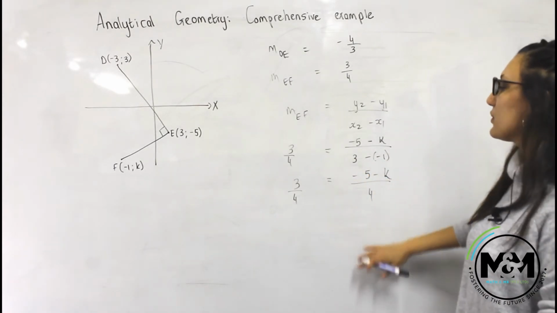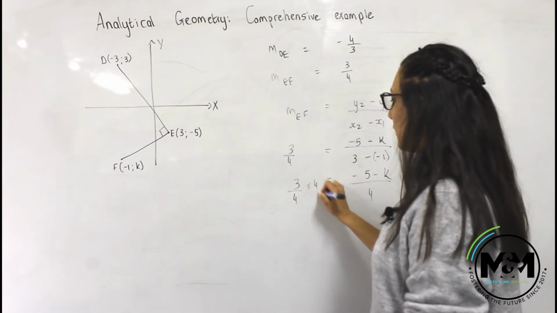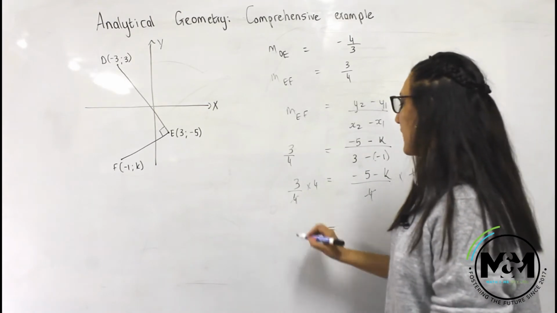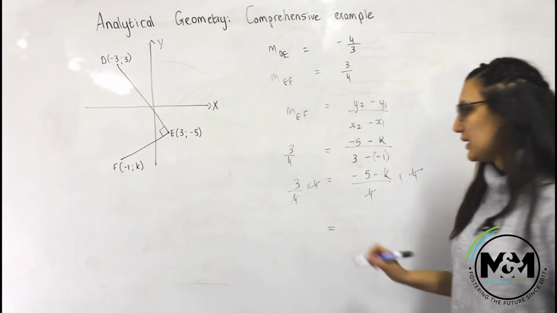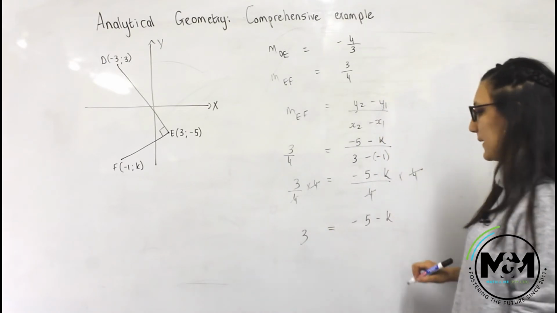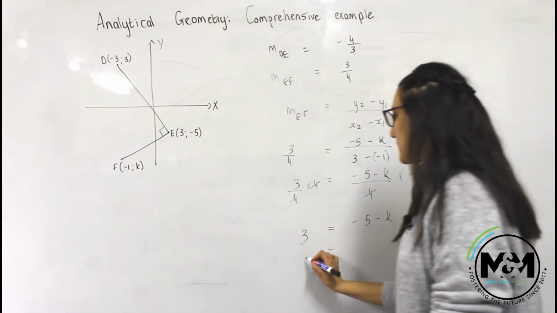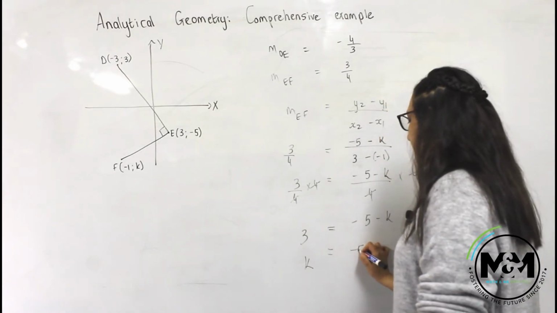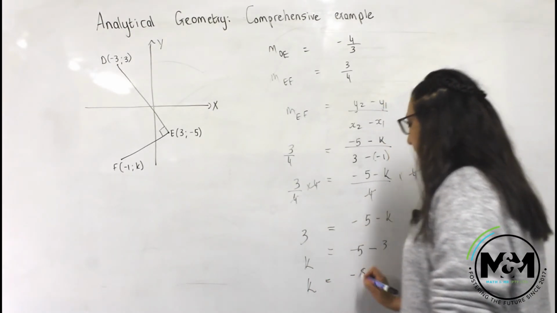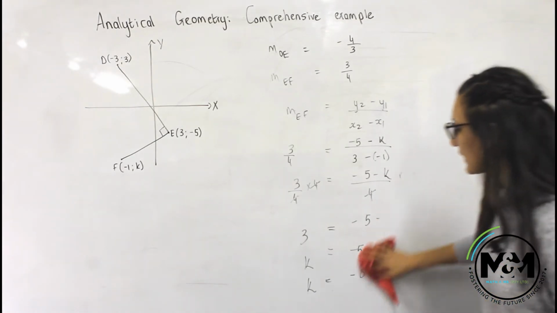Now to isolate the k, we multiply both sides by 4. Okay, our 4's cancel on the right hand side, but they also cancel on the left hand side. So we're left with 3 is equal to negative 5 minus k. Okay, to make things easier, I'm going to take k over, so it becomes positive k and then negative 5 minus 3. So k is equal to negative 8. That's our third question. Okay, k is equal to negative 8.